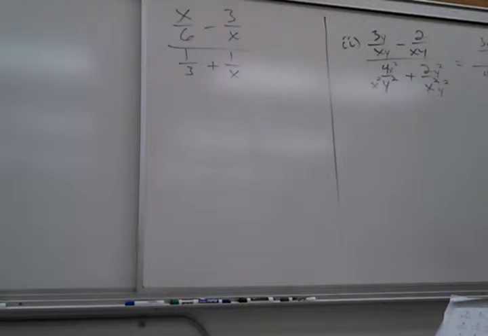So the LCD of all the fractions at once is 6x. So I got to multiply by 6x to kill these. Whatever I multiply the top by, I got to multiply the bottom by. So we're multiplying this by 6x. Yes, because the x's will cancel. So it's not like that. If you want to, you can do that way. The first way would be no bars here.